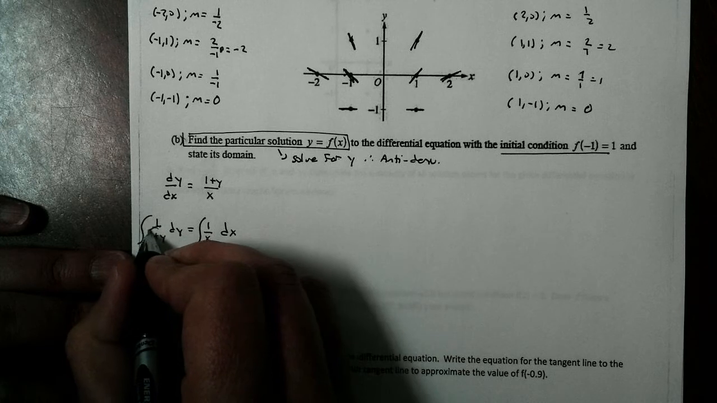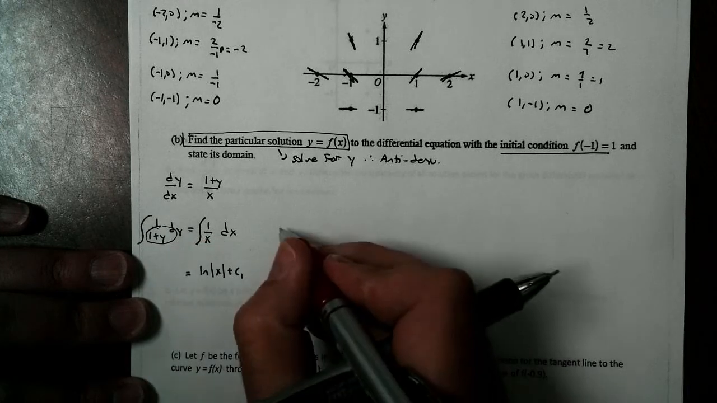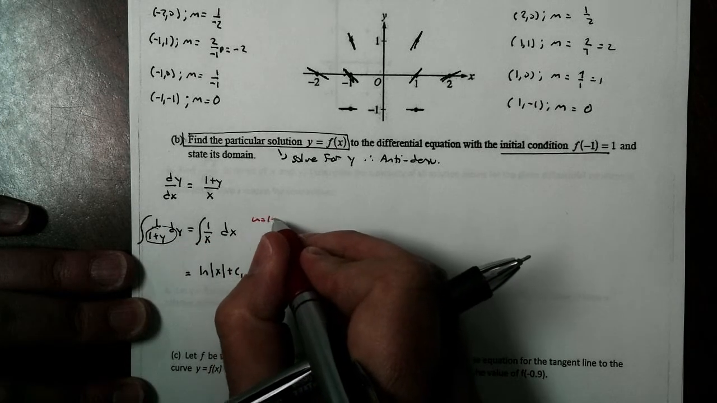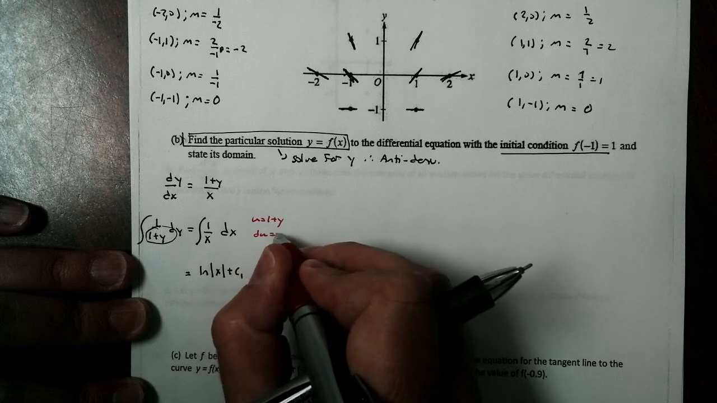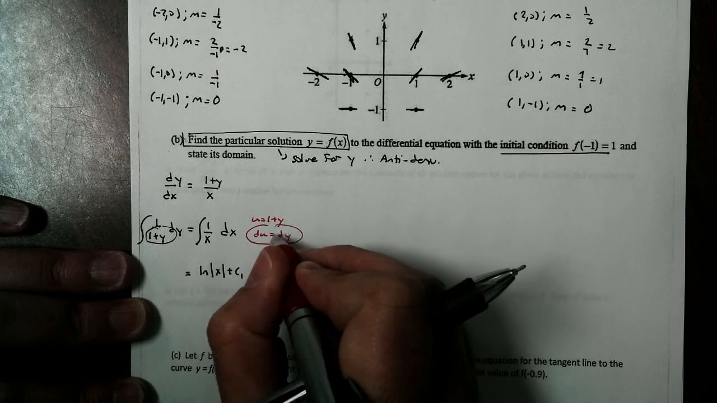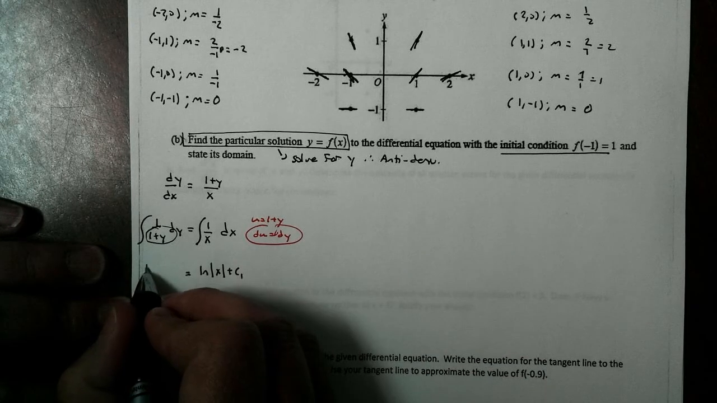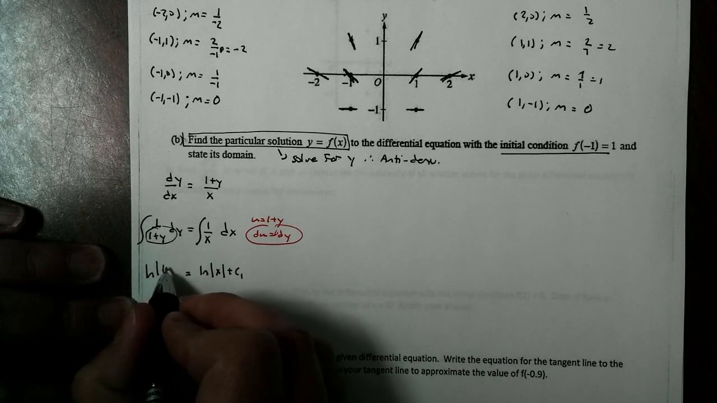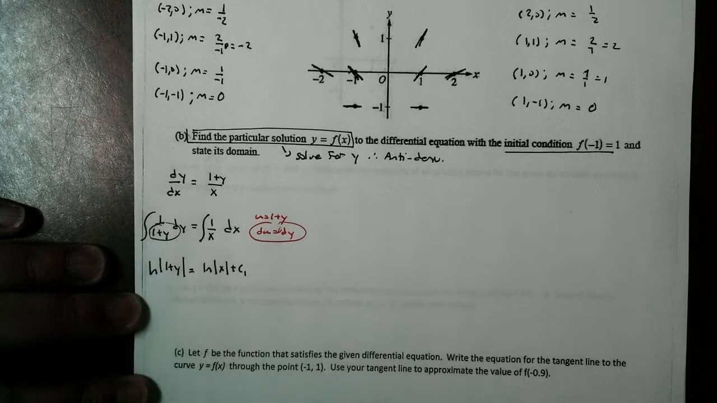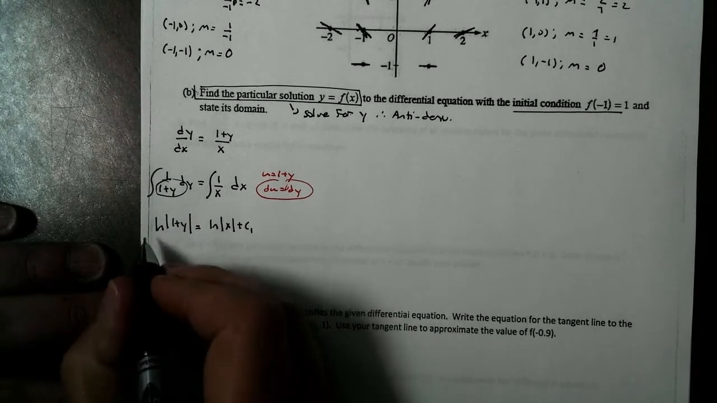Now for this one, though, I am going to use my u substitution. So I know u is going to be 1 plus y. My du is just dy. This is what I want. There's nothing I'm going to multiply or divide by there. So this just becomes then the natural log of 1 plus y. And now let's see. This is going to be kind of cool. We're going to exponentiate both sides.